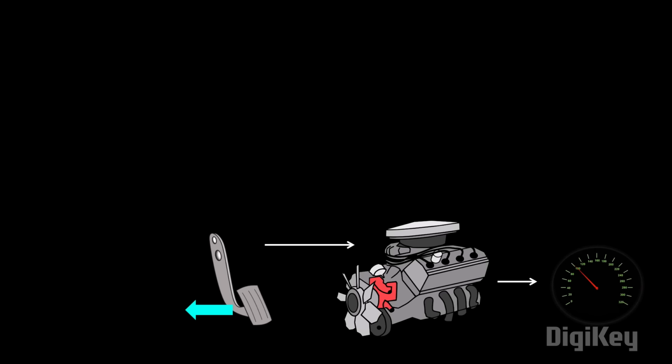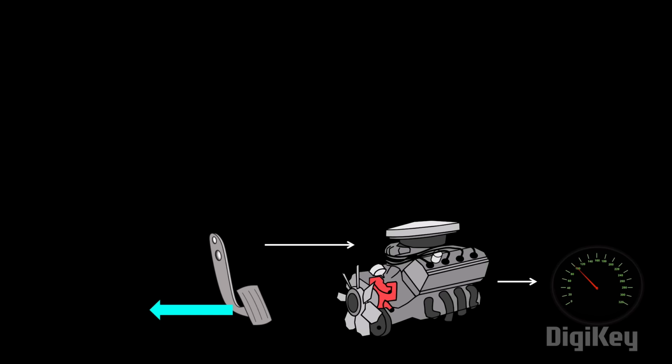Now, most accelerators are not binary. You can control the amount you depress the pedal with your foot. Press a little, and some air and fuel go into the engine, and your car starts to accelerate slowly up to some speed. Mash the pedal to the floor, and you'll start dumping a lot of air and fuel into the engine. You'll accelerate quickly, and at some point, you will reach the maximum speed for your car.